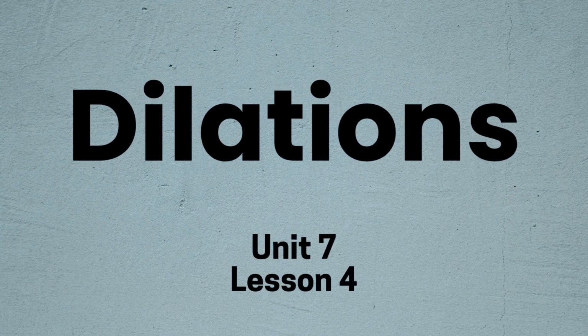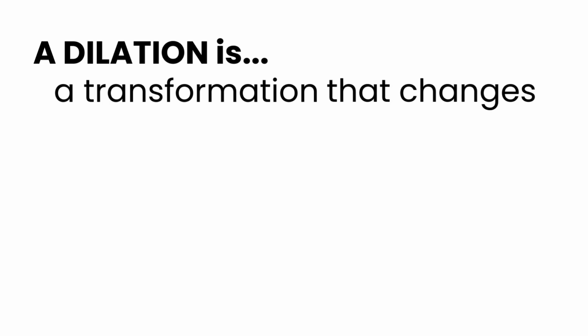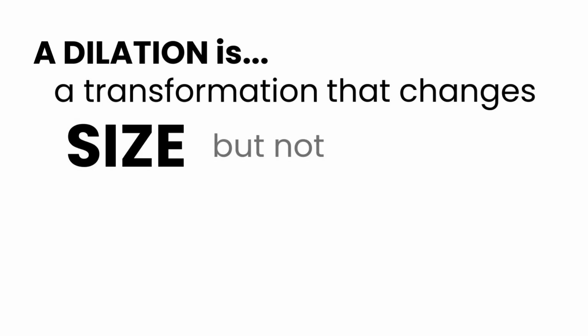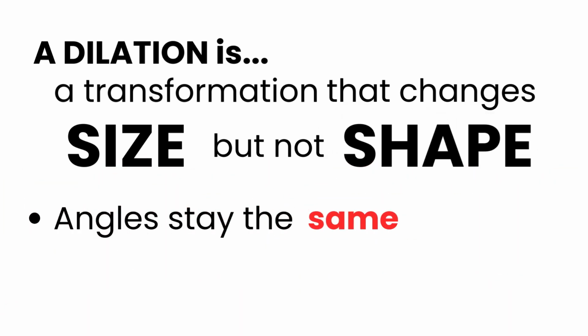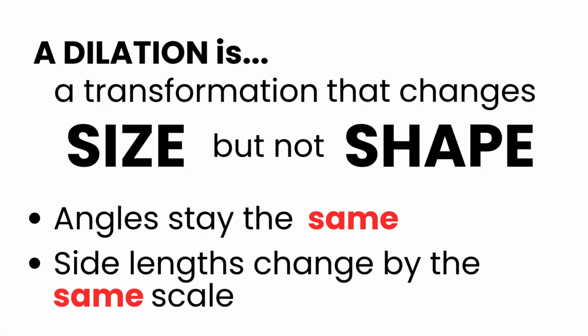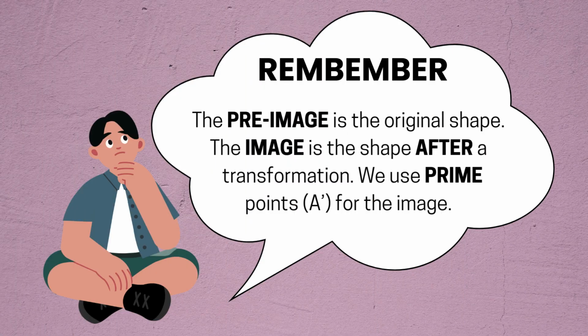Let's learn about dilations. A dilation is a transformation that changes size but not shape. With a dilation, the angles stay the same, but the side lengths change by the same scale. It's another type of transformation that doesn't make shapes congruent. Remember, with transformations, the preimage is the original shape, and the image is the shape after a transformation.